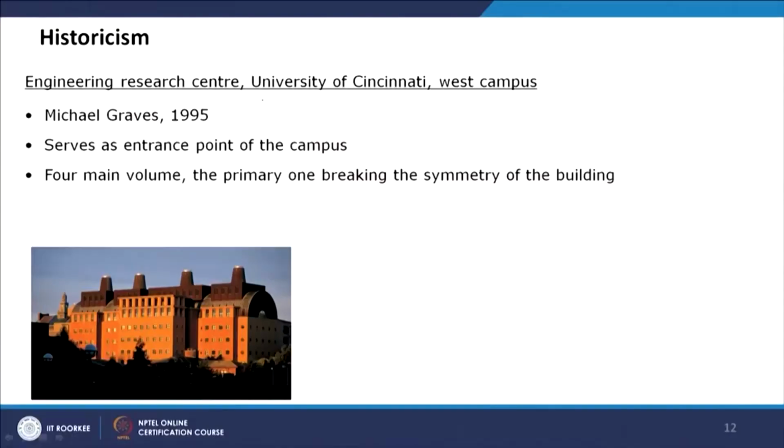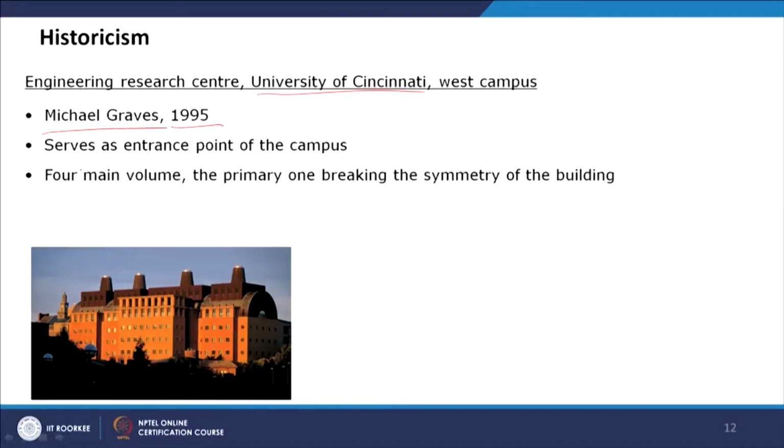Now another example of historicism is the Engineering Research Center, University of Cincinnati West Campus, which is again designed by Michael Graves in 1995. This serves as an entrance point of the campus. We'll see how through this building the entry of the campus is designed, and there the placemaking and the axis, and transforming the space with human activity into a place, is also there, which we will show when we show how it is planned, and what the axis is.